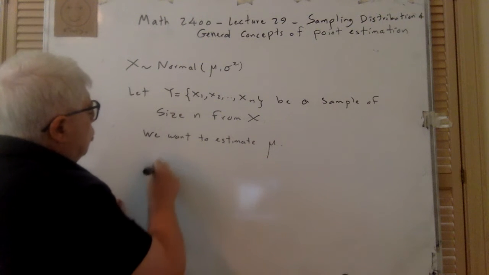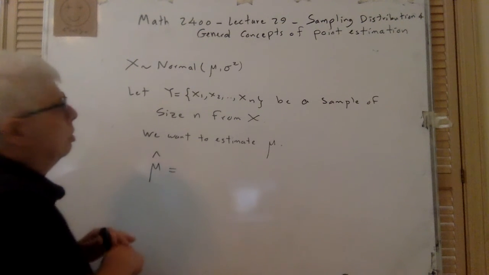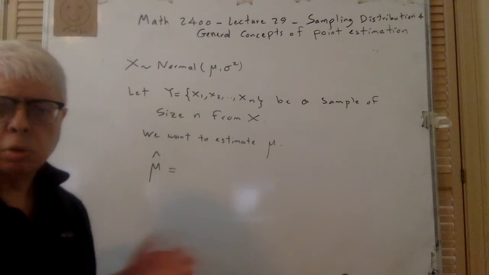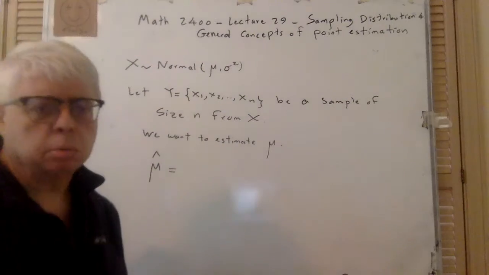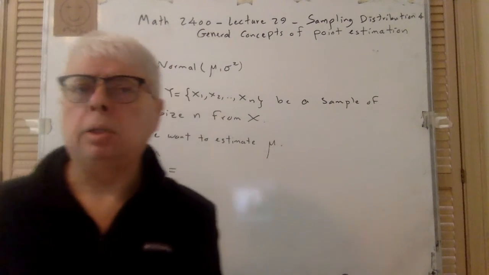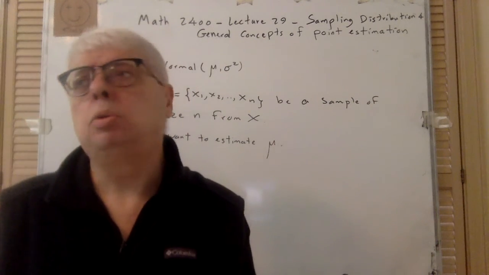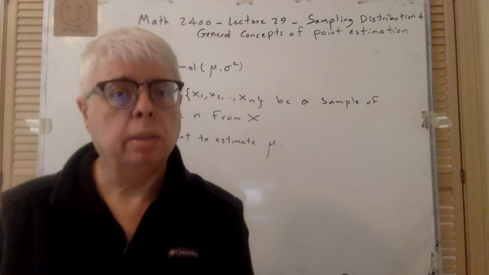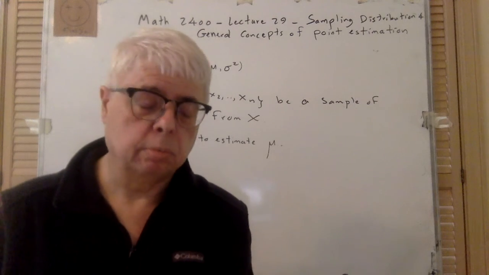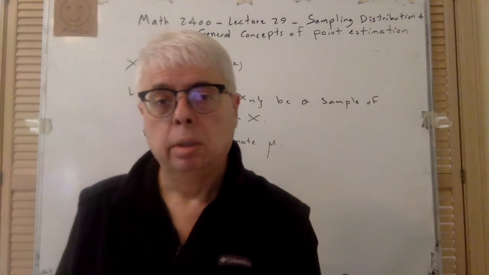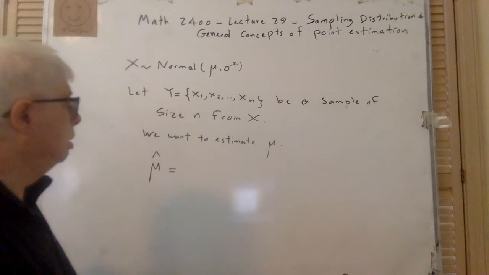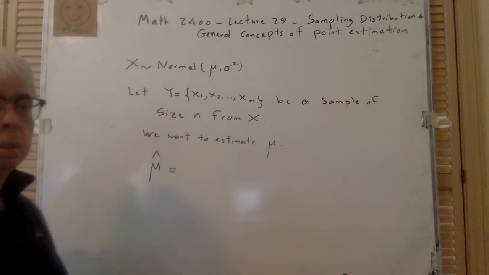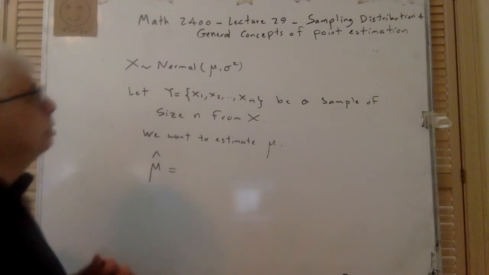So what would you do to find mu? When you have a sample, what would you do? Just take an example that you're trying to study the age of a certain population. You choose a sample of size n, and find the ages, and then add them and divide by n. So let's do that here. Add the ages, and divide by the number of sample points.